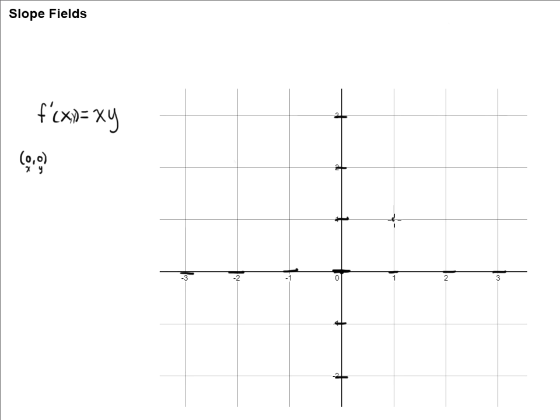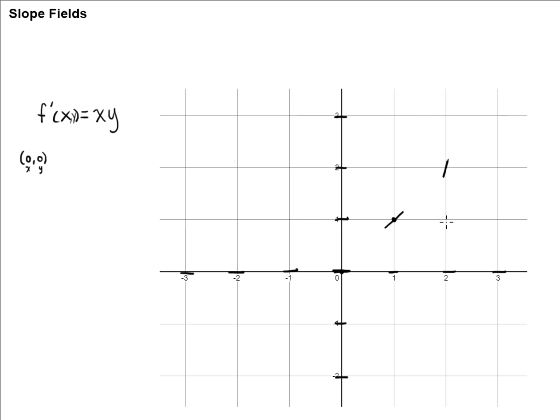Okay, so let's try another point. Let's do this one here, (1, 1). So I plug 1 in for x, 1 in for y. 1 times 1 is a positive 1. So I have a positive 1 slope, looks something like that. If I plug in 2 times 2, that's a slope of 4, so that's really steep right there. Right, that's a slope of 4.